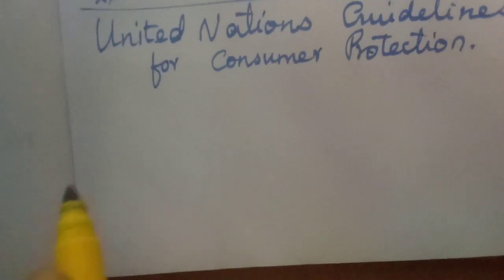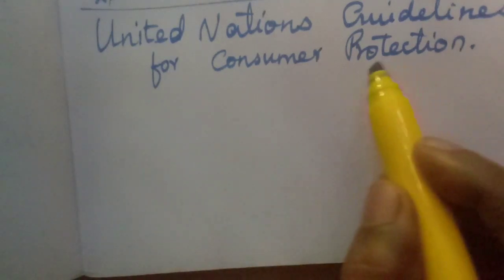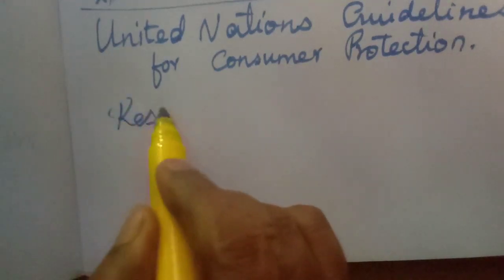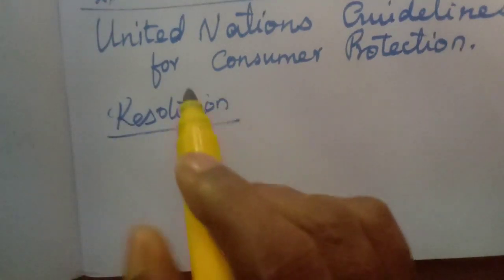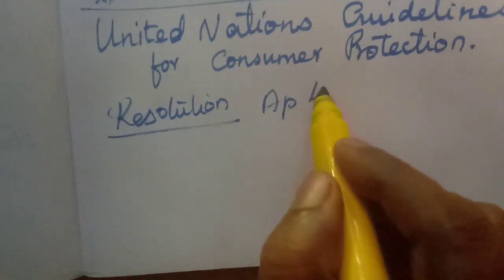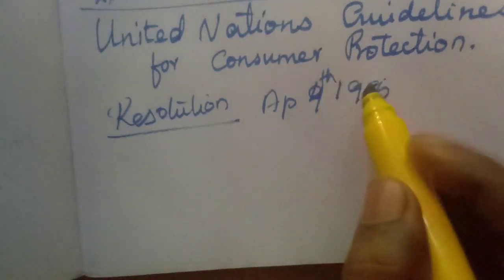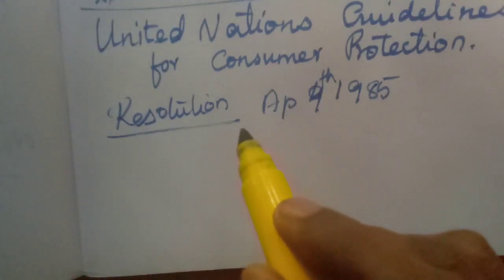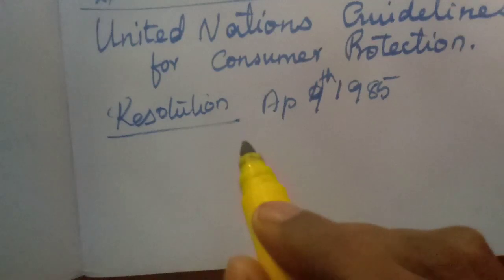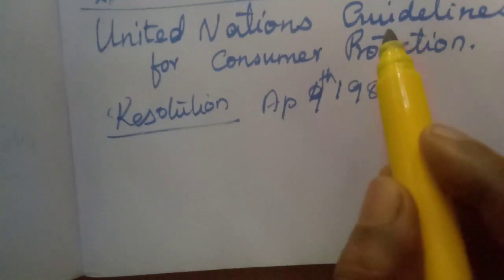We know that the United Nations, UNO, in that one, the General Assembly has passed one resolution. The United Nations Organization General Assembly passed one resolution on April 9, 1985. It has given some guidelines. Those guidelines are for consumer protection.